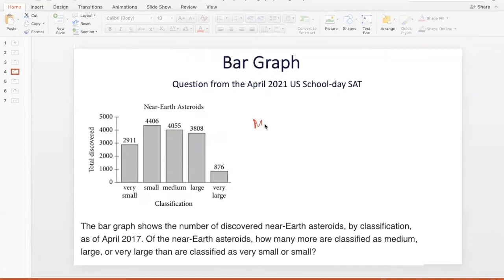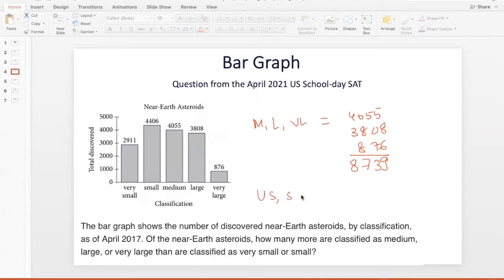So medium, large, and very large together is 4055, 3808, and 876. So that's 8 and 6, 14, and 5, 19, carry 1. 5 and 1, 6 and 7, 13, carry 1. 8 and 8, 16 and 1, 17, carry 1, 8. Right? So these total 8739.